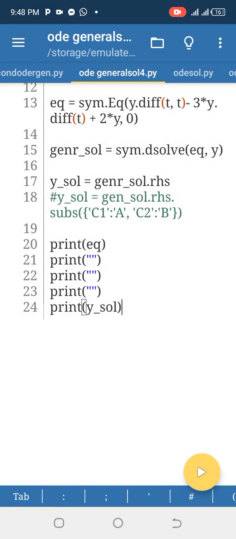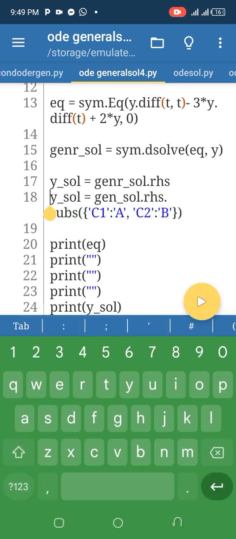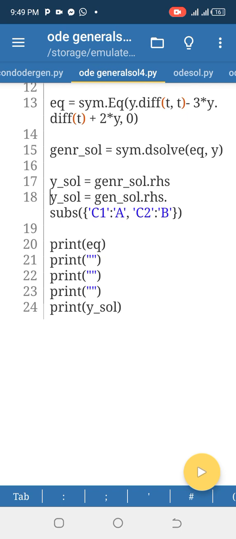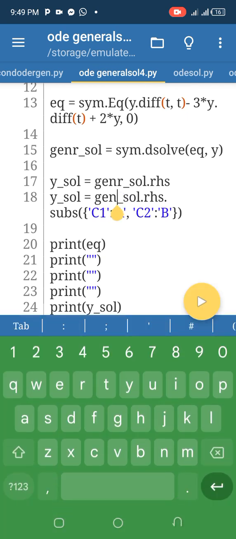Now, sometimes after writing this differential equation, we want to use any constants that we like. Python is going to use C1 and C2, but if we want A and B, what we do is look at how we can change C1 to A, then C2 to B. So we are going to say general solution dot RHS, that particular component on the right hand side, dot subs, to substitute.